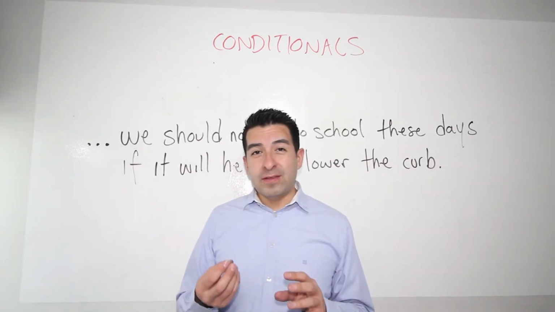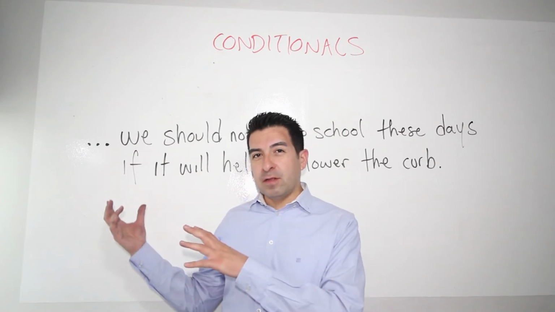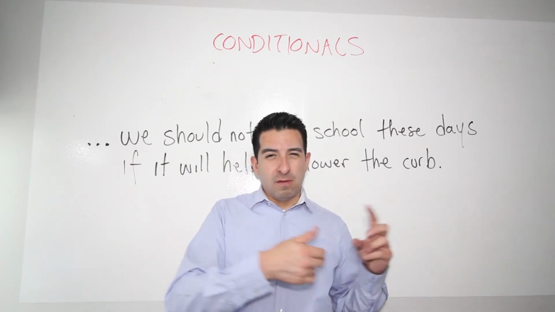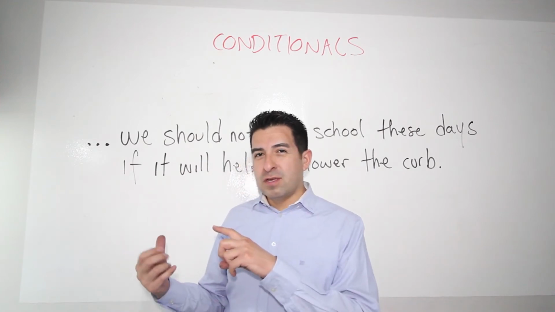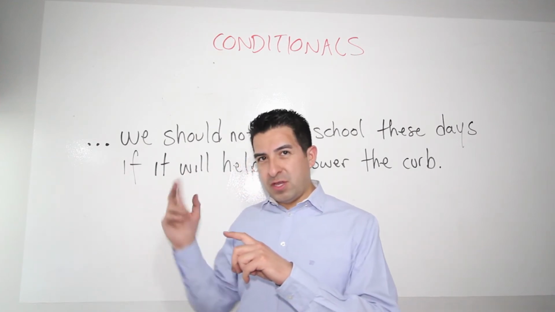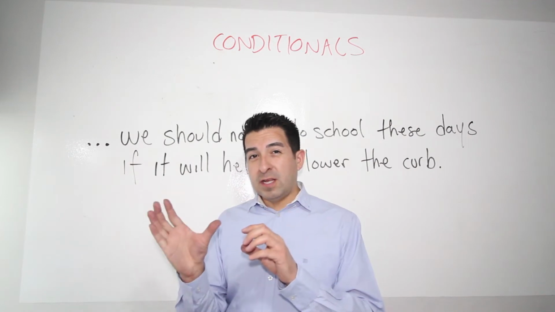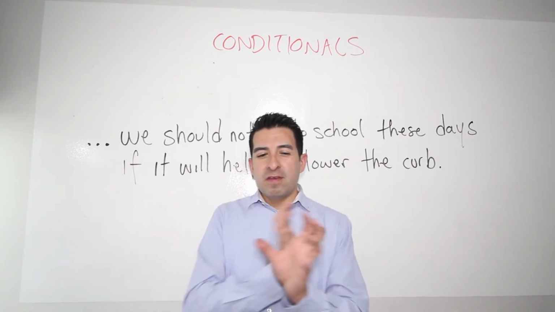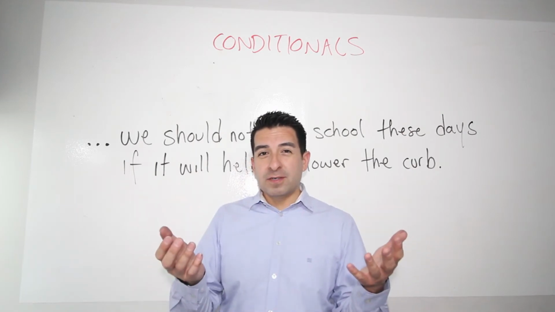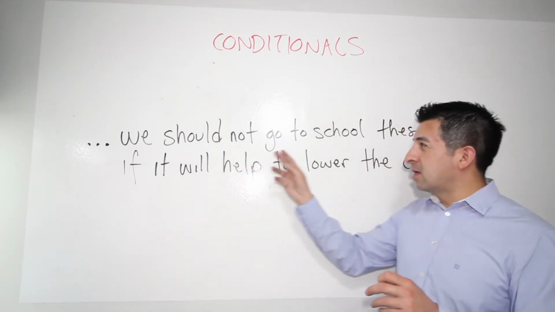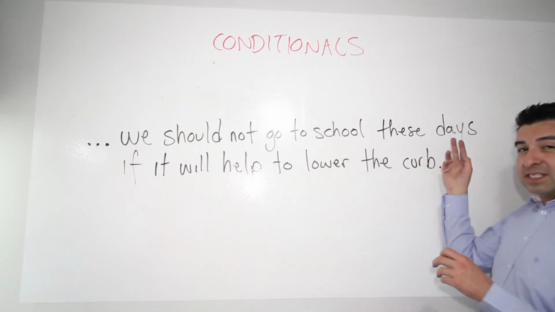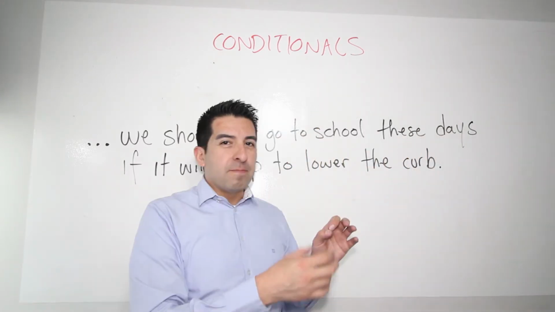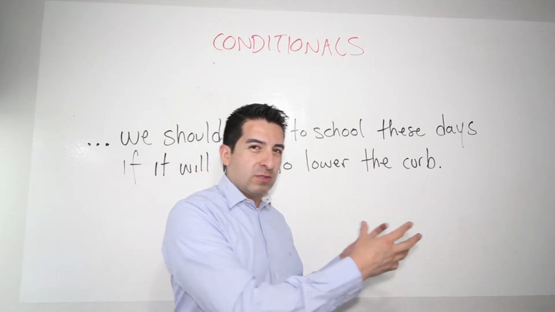Yes, we can use will in the if clause, but only when it's the result of something in the main clause. Here I wrote it the opposite. First the main clause, then the if clause. We can move however we want. We should not go to school these days. No comma, because we know when one clause ends.